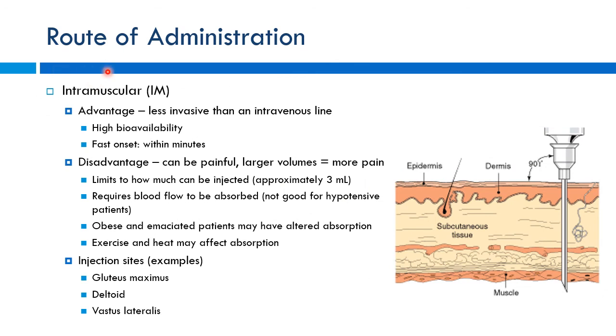Okay, next is going to be intramuscular. The nice advantage here is, again, it's going to have high bioavailability, typically faster onset than sub-Q, slower than IV, you'll find. Because, again, you need to have that blood flow actually make it to the muscle to pick up the drug and take it back to the central circulation. So still pretty quick for the most part. The drawback of this is it's going to be pretty painful in comparison, especially with larger volumes.